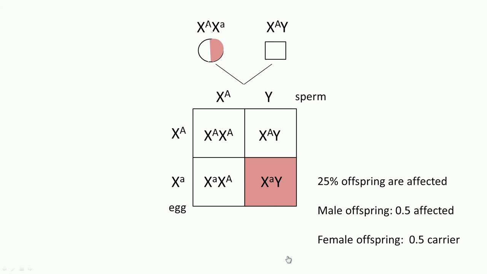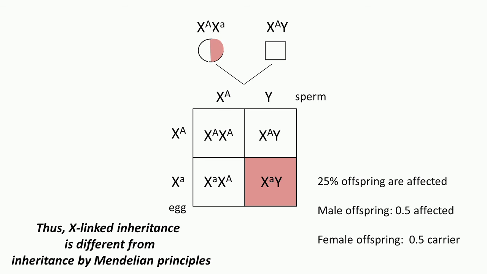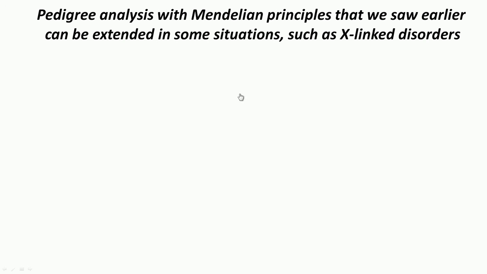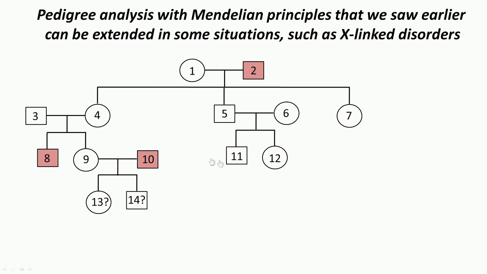So, if the allele lies on the X chromosome, then the probabilities are going to be different from what we found with autosomal disorders or the alleles that reside on autosomal chromosomes. Thus, X-linked inheritance is different from inheritance by Mendelian principles. Pedigree analysis with Mendelian principles that we saw earlier can be extended in some situations such as X-linked disorders, okay, to a certain extent. This is one such possibility that I have shown here.